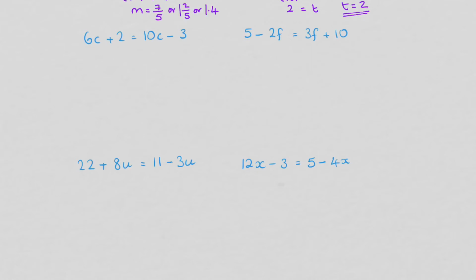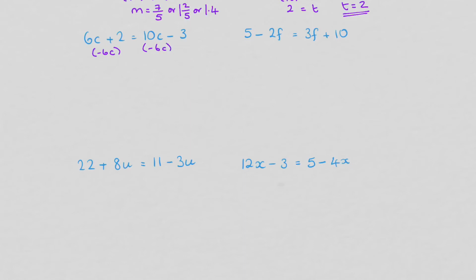Okay, so next one, we've got 6c plus 2 equals 10c minus 3. So again, we've got letters on both sides. So first thing we're going to fix is the fact that we've got letters on both sides. Make it letters on one side only because we know how to deal with that. So we're going to bring baby to mummy. So the 6c are further down the number line than the 10c. So 6c is the baby. So we're going to bring baby to mummy by taking away 6c from both sides.